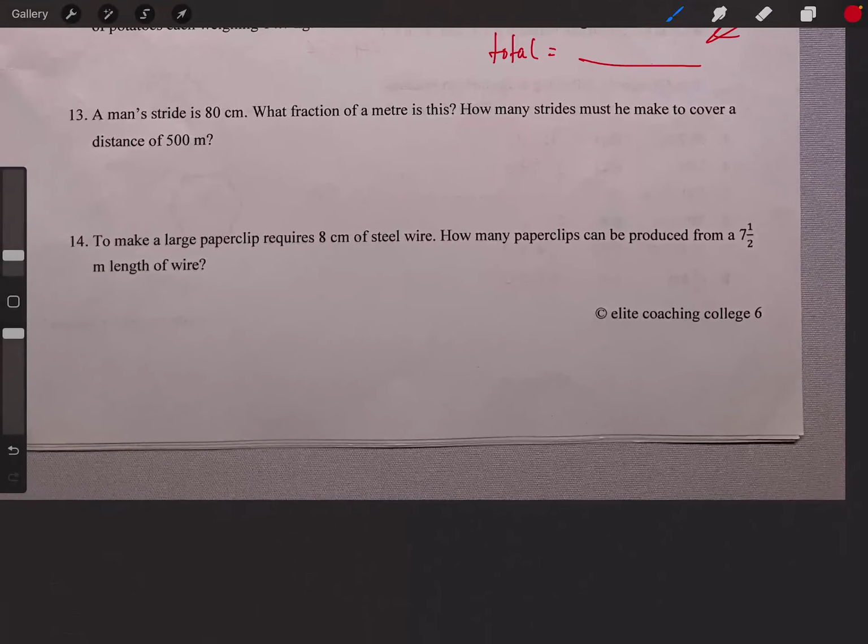Question 13. A man's stride. A stride is 1 step. It's 80 centimeters. What fraction of a meter is this? So 80 centimeters, we're comparing it to 1 meter. So that means we have to put 80 centimeters on top and 1 meter at the bottom. The bigger number at the bottom there.